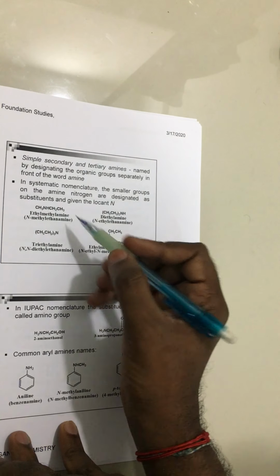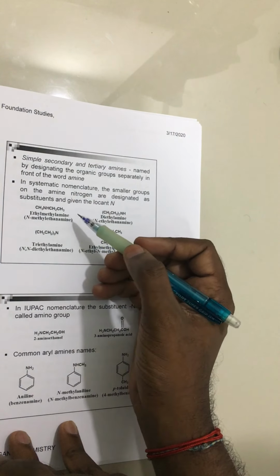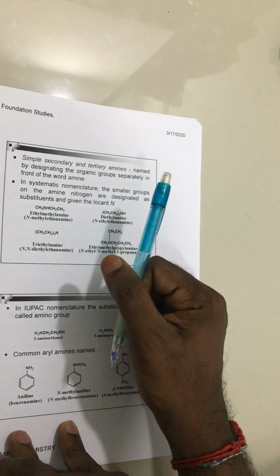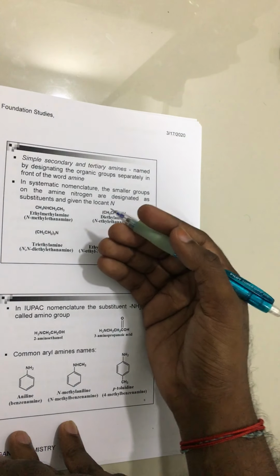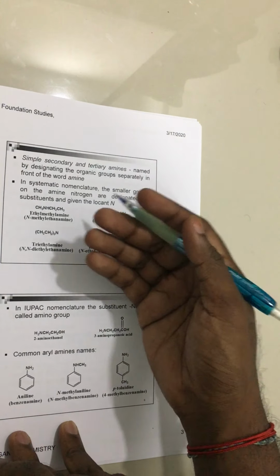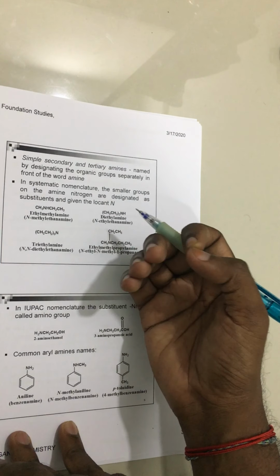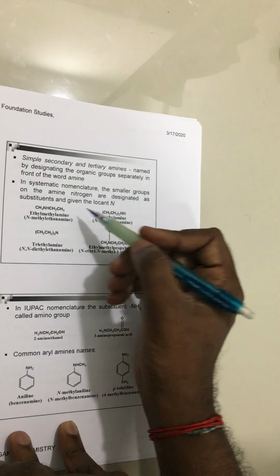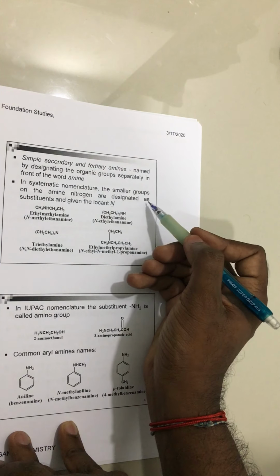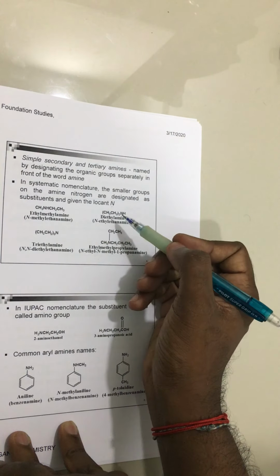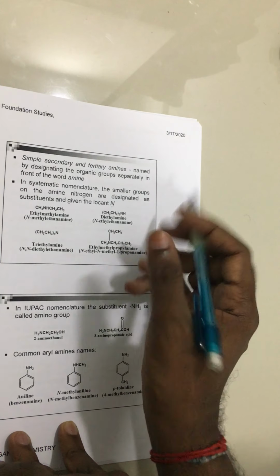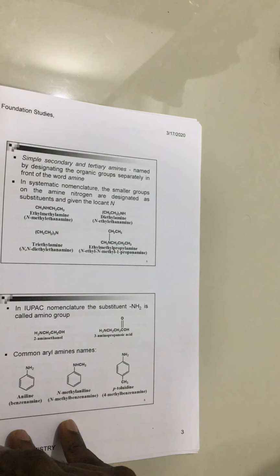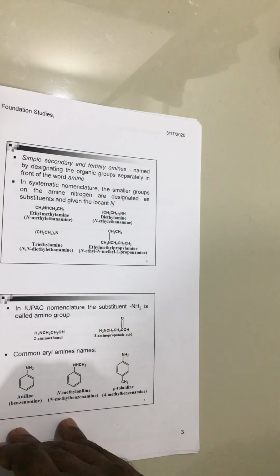Okay, but for the amine, let's say you have a substituent on the nitrogen. Okay, the smallest of the substituents there will be given as locant N. Designated as a substituent and given as locant N, which means the larger group becomes the parent name. Okay, so let's look into the example.